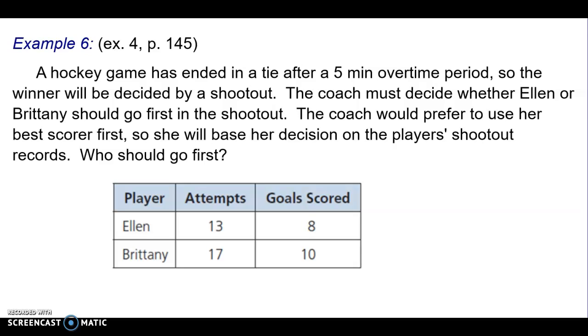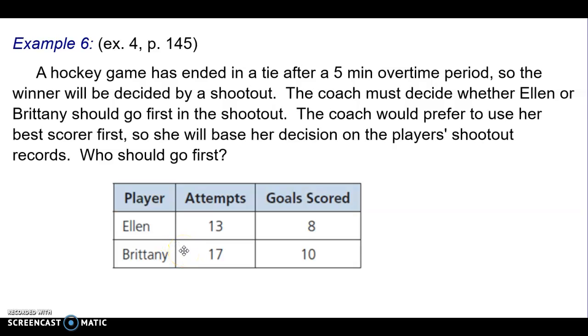Section 3132, Example 6. A hockey game has ended in a tie after a 5-minute overtime period, so the winner will be decided by a shootout. The coach must decide whether Ellen or Brittany should go first in the shootout. The coach would prefer to use her best scorer first, so she will base her decision on the players' shootout records. Who should go first?